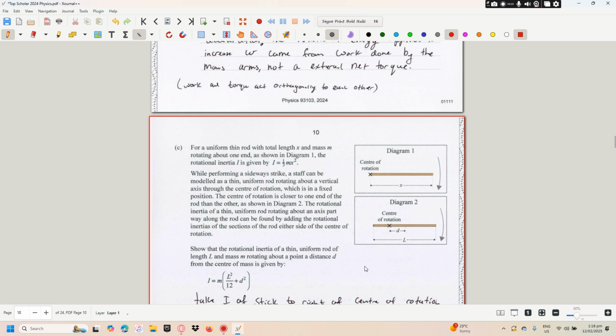The key is to imagine breaking the stick at that center of rotation into two pieces, and then consider them as two sticks, as in diagram 1, rotating off the end.